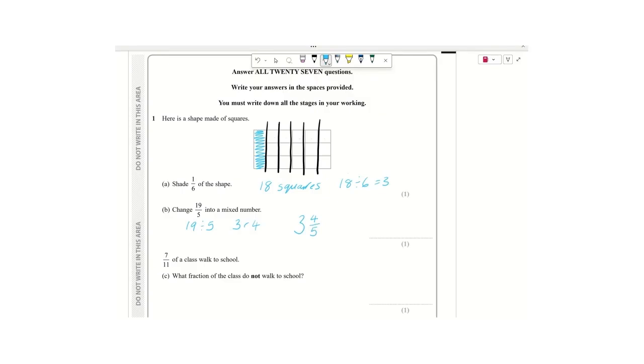You can also put that 19/5 into your calculator, and if you use your fraction button and put in 19/5, it will give you that answer of 3 4/5.